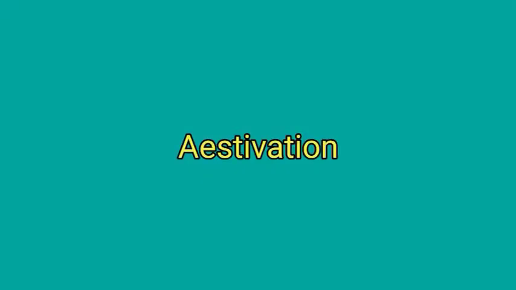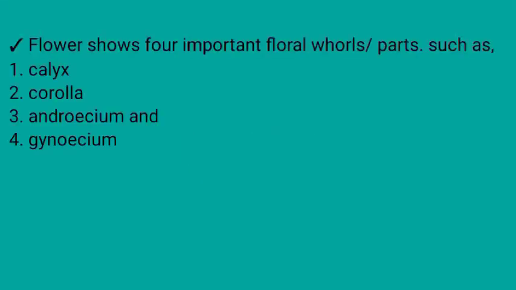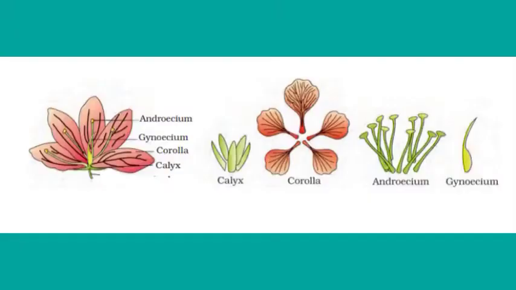Hi everyone, in this video I am going to explain about floral parts and estivation. We already discussed in the previous video that a flower shows four important floral whorls or parts such as calyx, corolla, androecium and gynoecium. Let's see the diagrammatic representation of floral parts.